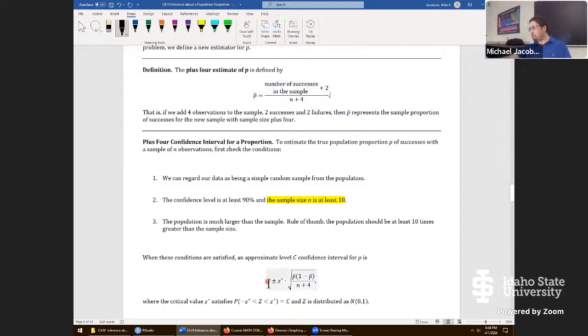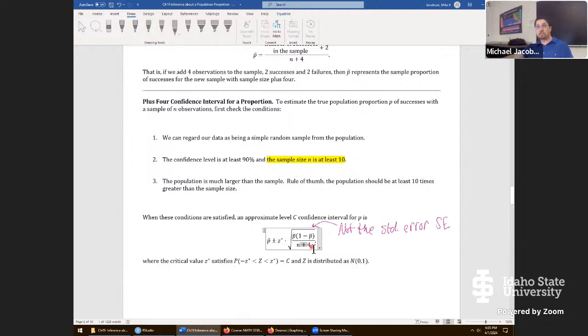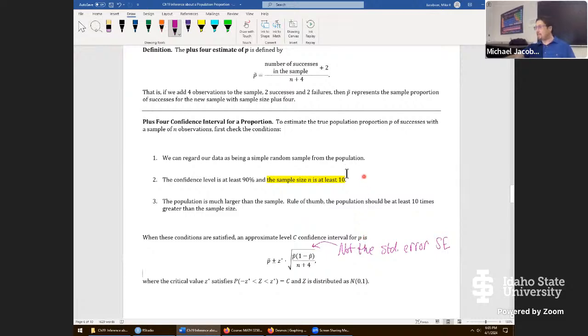To use the full procedure, we just put p tilde right here. We use the same exact critical number z star, but we're not using the standard error. We have to make this modification right here using the +4 estimate. So to me, I think this is the easiest part to miss. This is not the standard error SE. It's very, very similar, but the difference is you have p tilde here, and your denominator is using the new +4 sample size, so n plus 4 goes down below there. Everything else is similar, except the condition checking suddenly becomes way, way easier.